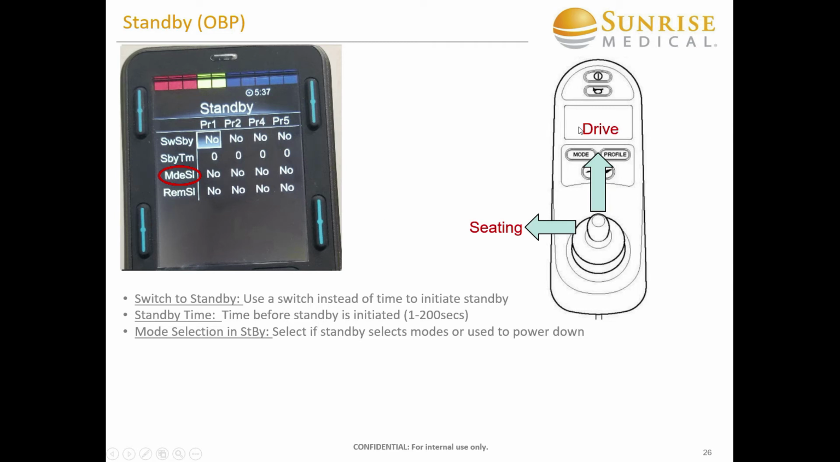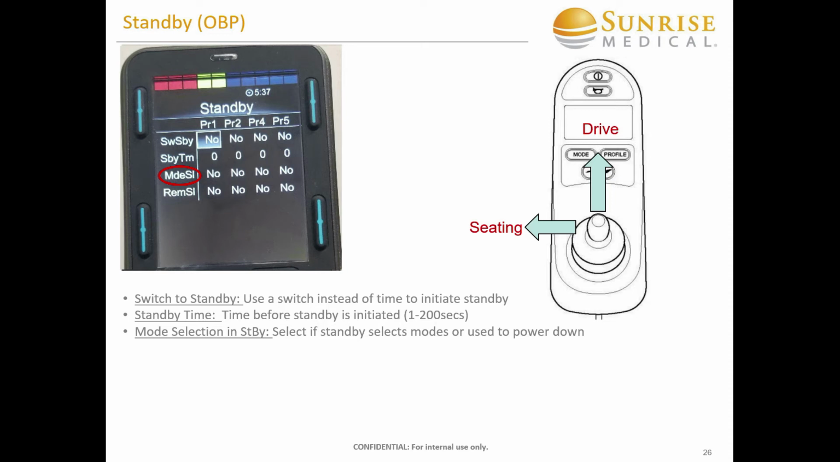Anytime the chair goes into standby, the joystick movement directly after it goes into standby, while it's waiting for the input, if you move the joystick forward, it'll go into drive. If you move the joystick to the left, it'll go into seating. So this allows somebody to get into seating without having to use another switch. If they can't get their hand off of the joystick to access another switch, they can use the standby functionality to do that. All they have to do is wait until the time allotted to go into standby.